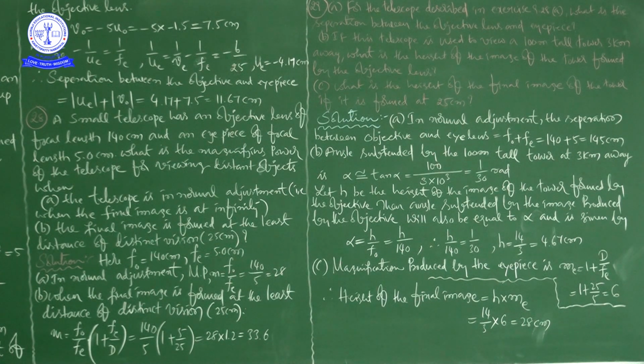At last in C, he is asking what is the height of the final image of the tower if it is formed at 25 centimeters, right? So it came as 28 centimeters. Height of the final image is 28 centimeters.